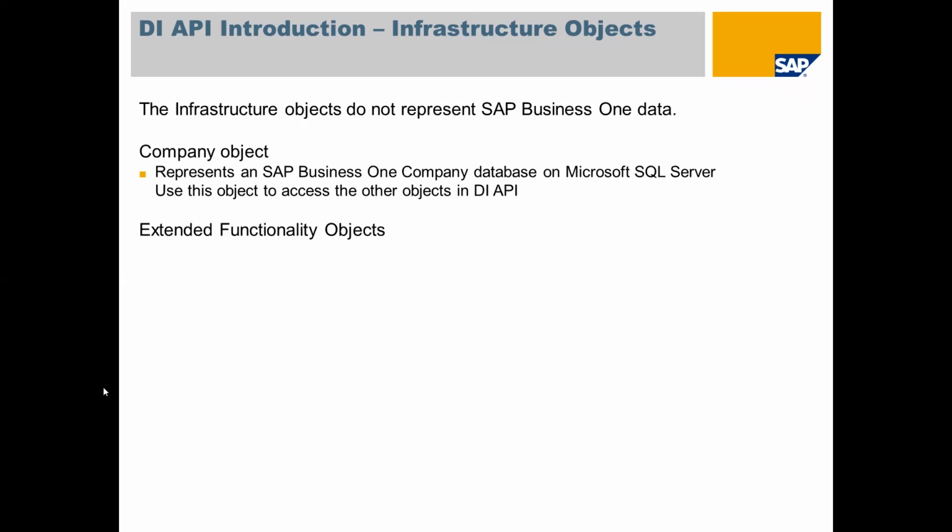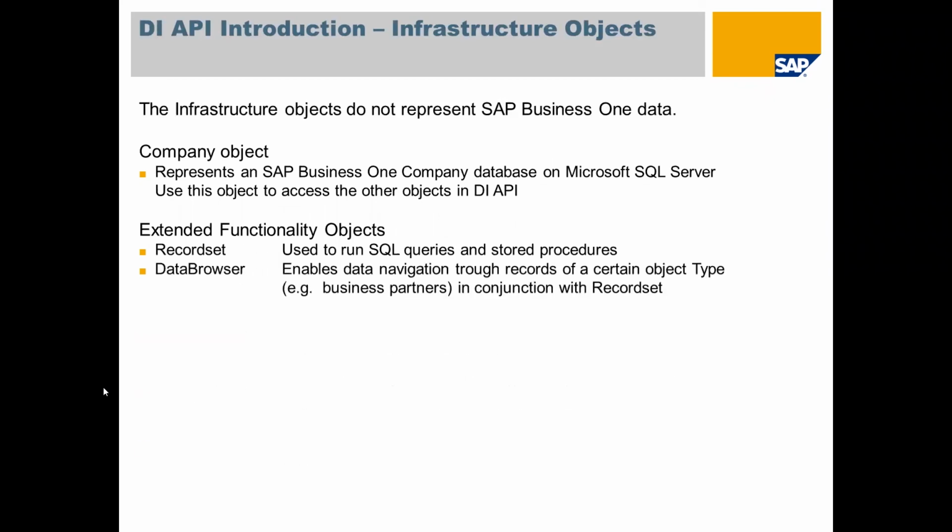Extended functionality objects like record set. The record set is used to run SQL queries and stored procedures, data browsers, and SBO Bob. Because the database tables are accessed directly, testing must be done after upgrading SAP Business One because database structures might have been changed. The DI API record set object has nothing to do, for example, with the ADO record set.